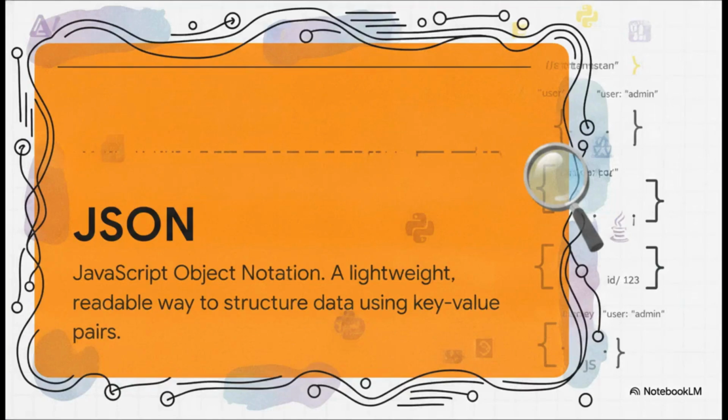When that server answers back in step 3, the absolute most crucial piece is the payload. These days, in modern REST APIs, this is typically returned as JSON, which stands for JavaScript Object Notation. It's an incredibly lightweight, human-readable way to structure your data using simple key-value pairs. It makes it universally easy for pretty much any programming language to parse.